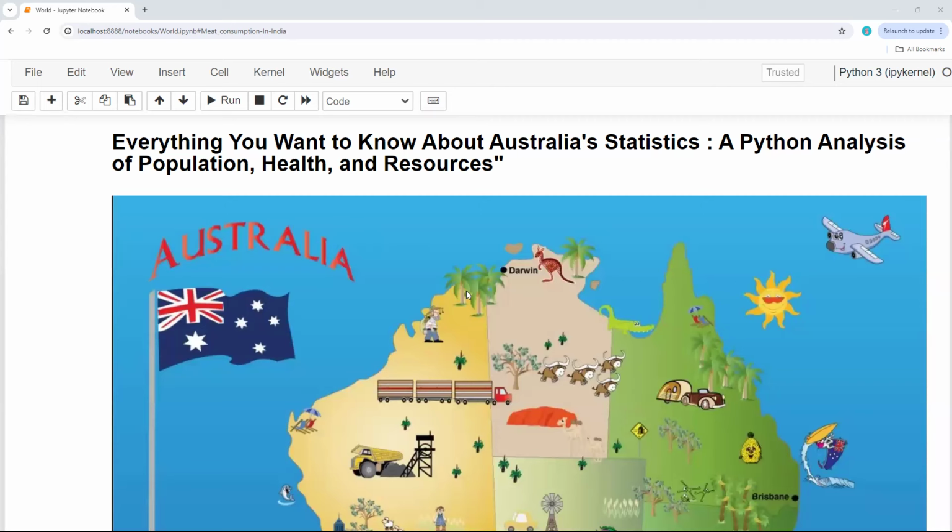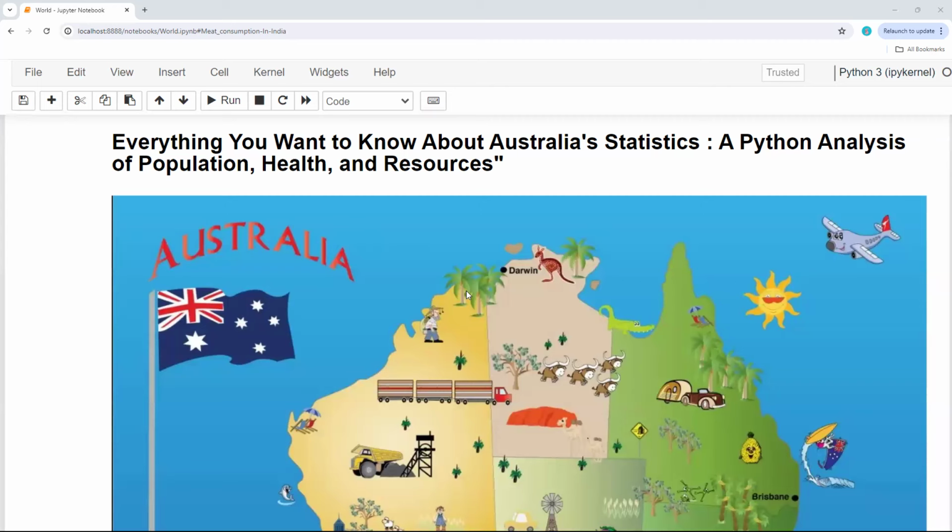Today I'm going to analyze the country Australia. I took Australia for today's session, and I want to analyze what the current population of Australia is, what the factors impacting population growth are, whether it is an increasing or decreasing trend, where most of the people are living, in rural or urban areas, and what the food habits of Australian people are.